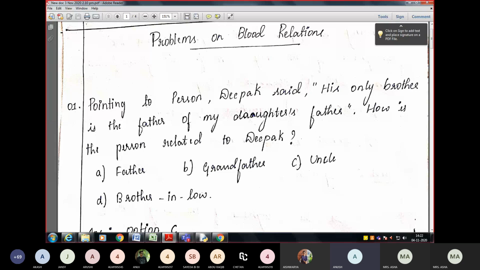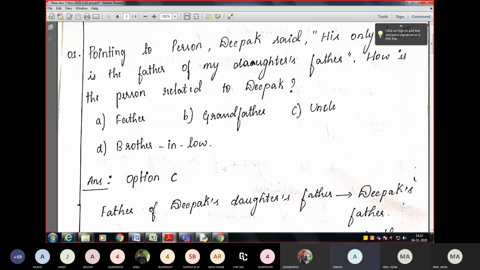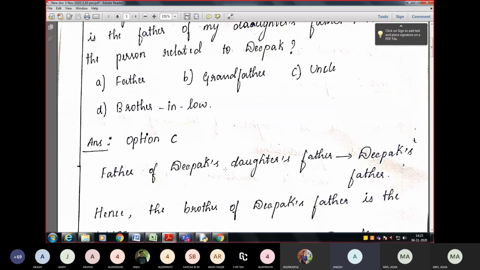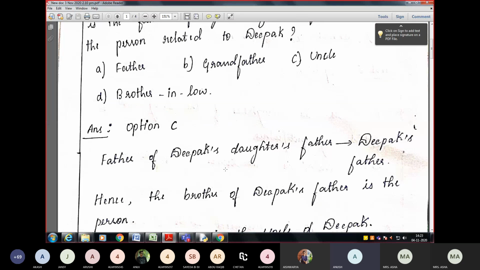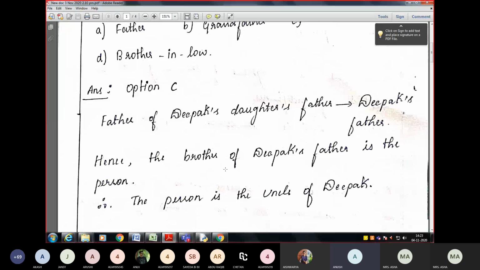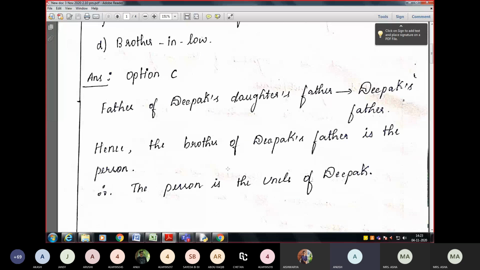Okay, first one. Pointing to the person, Deepak said, his only brother is the father of my daughter's father. How is the person related to Deepak? Option A, father, B, grandfather, C, uncle, D, brother-in-law. So here, father of Deepak's daughter's father is Deepak's father. Hence, the brother of Deepak's father is the person. Therefore, the person is the uncle of Deepak. And next question, ma'am.